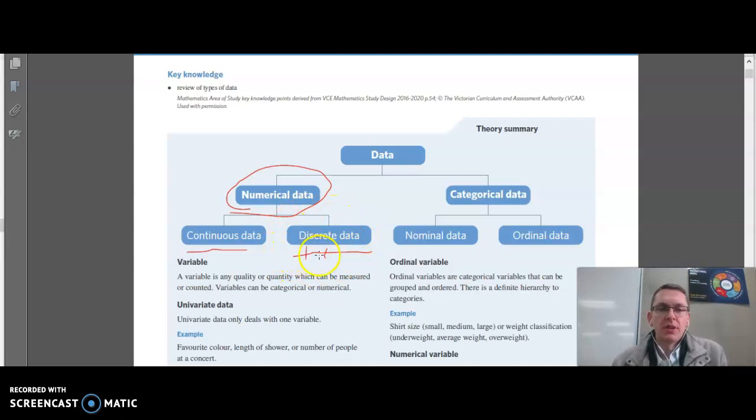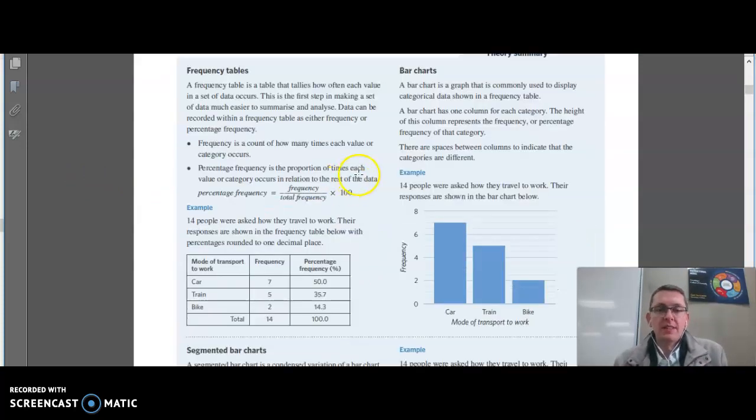It's really important to make sure you understand how we classify each of these, because from here we make different types of graphs. For example, with categorical data we'll do bar charts or pie charts. Numerical data will do more histograms. If it's continuous data, we need to always do class intervals, whereas if it's discrete, we could possibly do a histogram that shows discrete values, or if the range is quite big, we might still have to make it into class intervals.